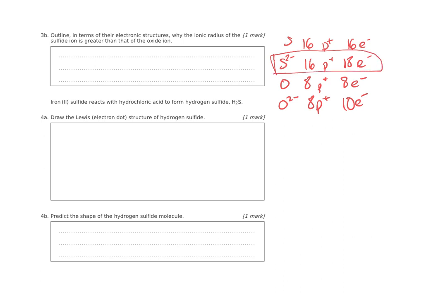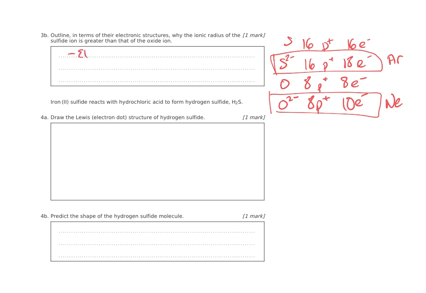So I'm comparing this to this. This basically has the structure of neon, and this basically has the structure of argon. So we're effectively comparing neon and argon because they both got 2 extra protons, so that's not going to affect it. So why is sulfide ion greater than oxide ion? Well, because it has an extra shell, effectively, or extra energy level.